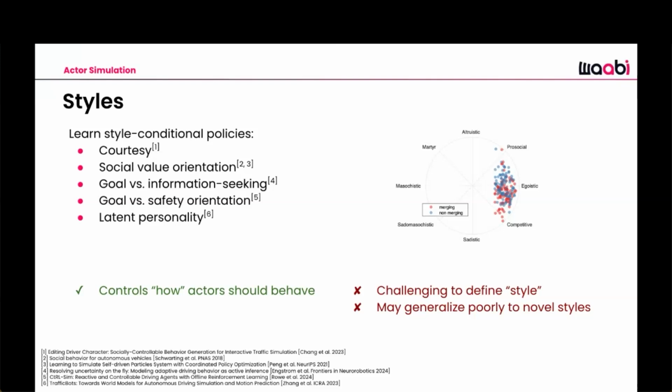Other definitions of style include whether an actor is goal or information seeking, whether an actor is goal or safety oriented, or we can also just try to directly discover latent personalities from data in an unsupervised manner. With these style-based approaches, we can then control how an actor behaves. However, it is quite difficult to define what these styles should be, and the actor model may generalize poorly to novel styles.